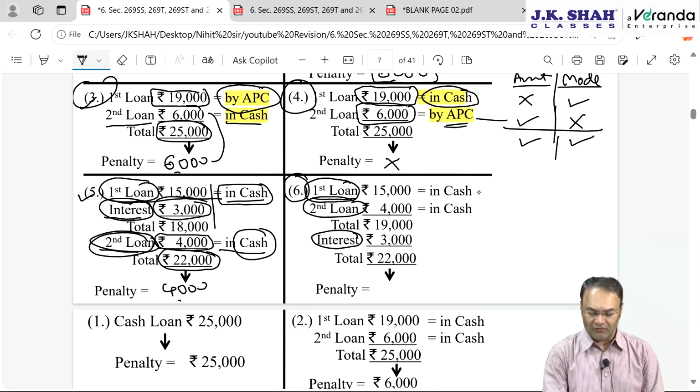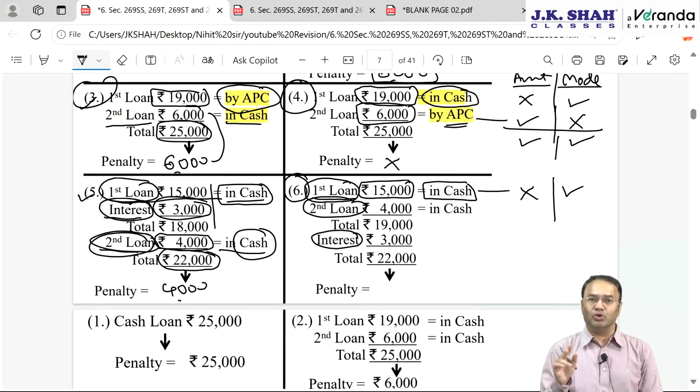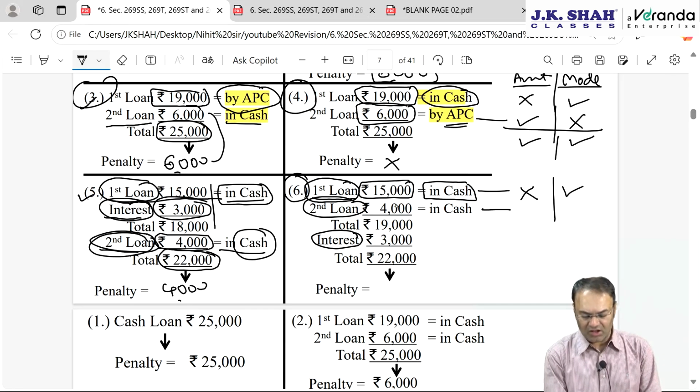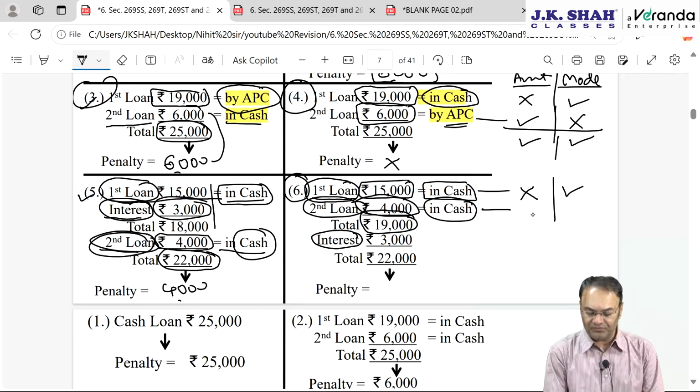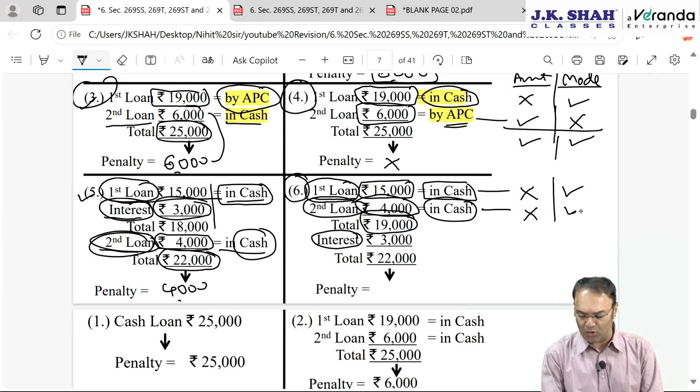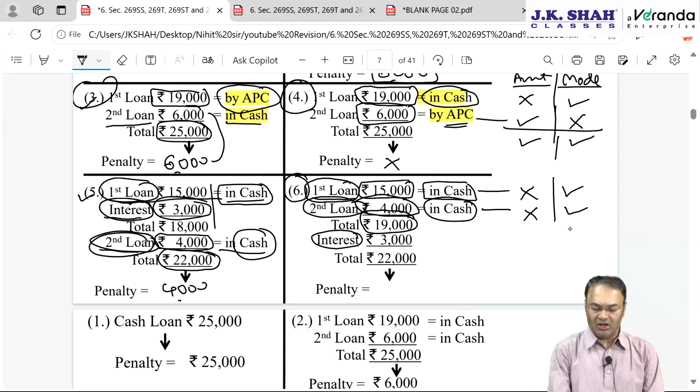Now understand, the first loan I took in cash, 15,000. The amount condition is not violated, the amount is below 20, but the mode of acceptance related condition is violated. Because both the conditions are not satisfied, the penalty will not be there. Second transaction: the loan amount is 4,000, below 20, the total is 19, again below 20, the mode is cash, 19,000. Therefore the amount related condition is not satisfied, the mode related condition is satisfied. Penalty will not be levied.